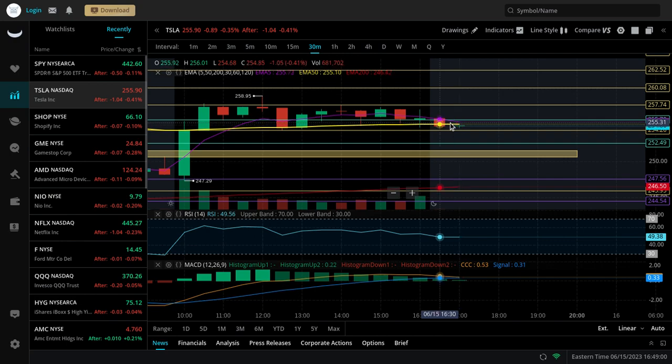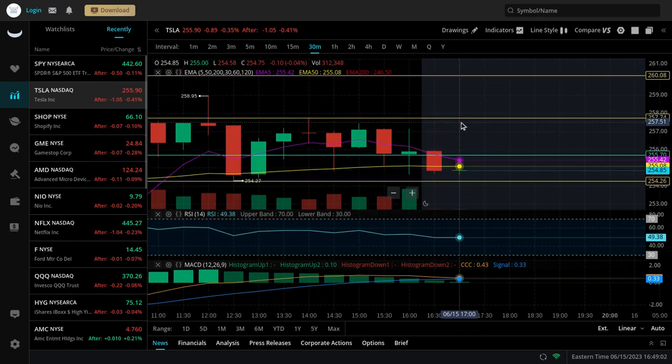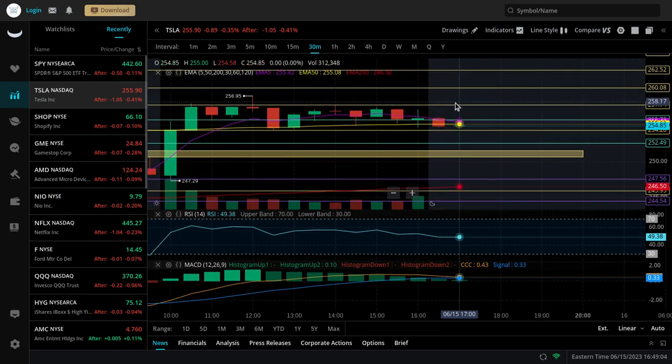But if Tesla manages to bounce and it tries to push up to 257.5, it's going to continue to push up to this 260 or get very close to doing so. If it breaks 260, that's going to be bullish. But for now, we're kind of stuck.